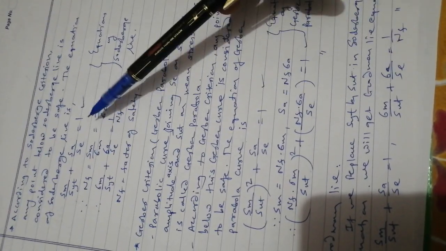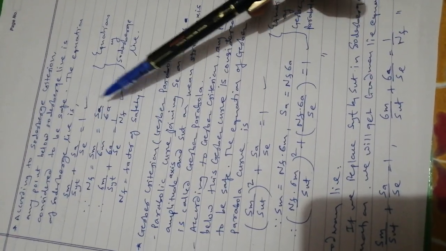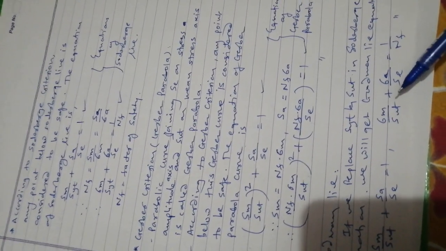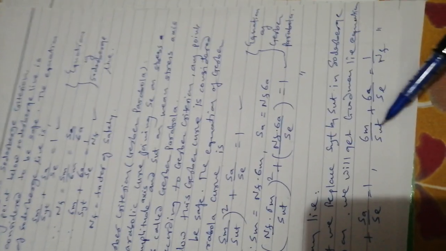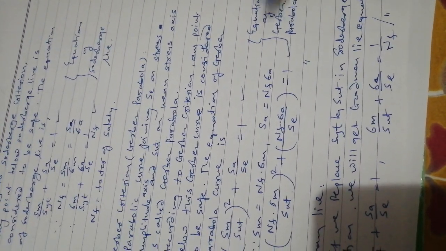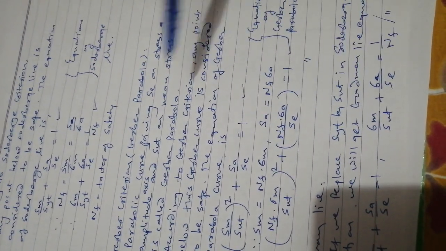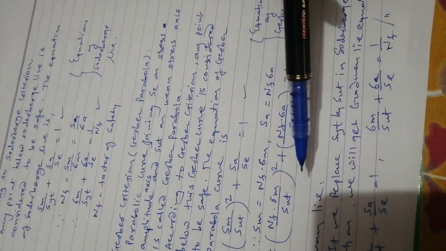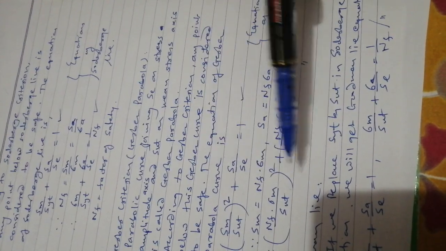Similarly, substituting Nf is equal to Sm upon sigma m and Nf is equal to Sa upon sigma a in the factor of safety equation, we get the equation for the Goodman line: sigma m upon SUT plus sigma a upon Se is equal to 1 upon Nf. So all these three equations are important from the numerical point of view. 100% they will ask one numerical in the university exam based on these equations. Thank you.